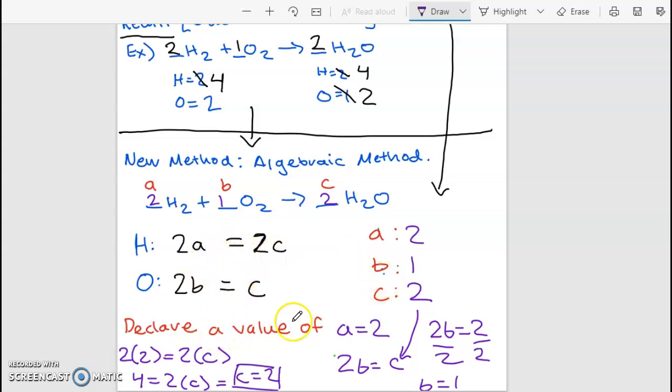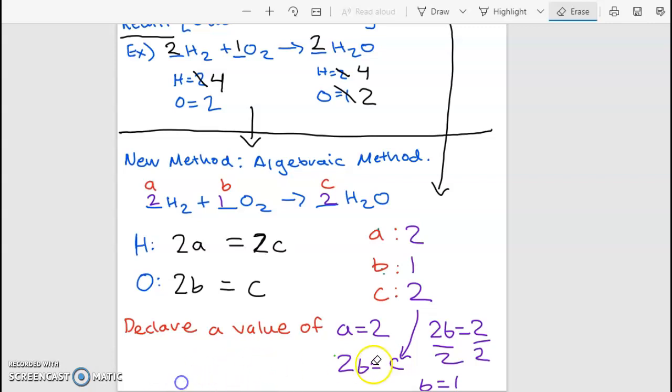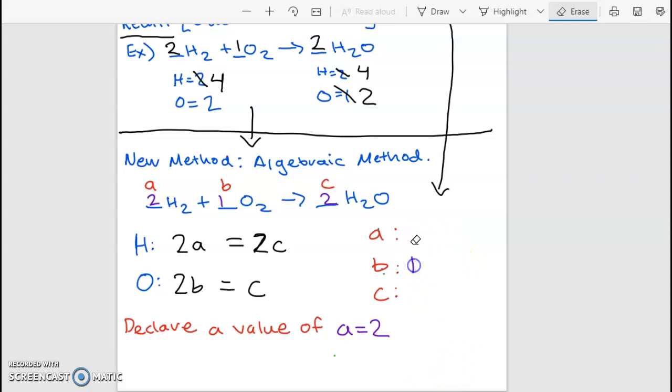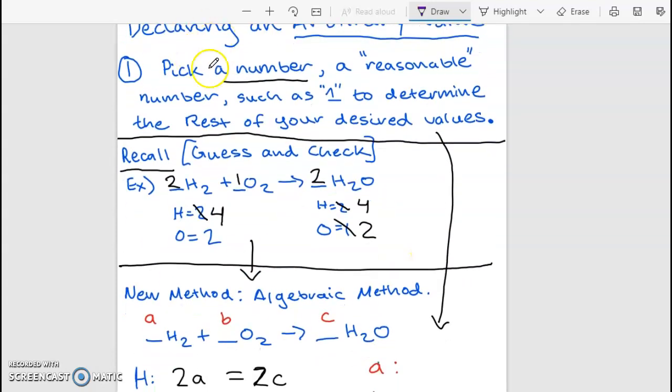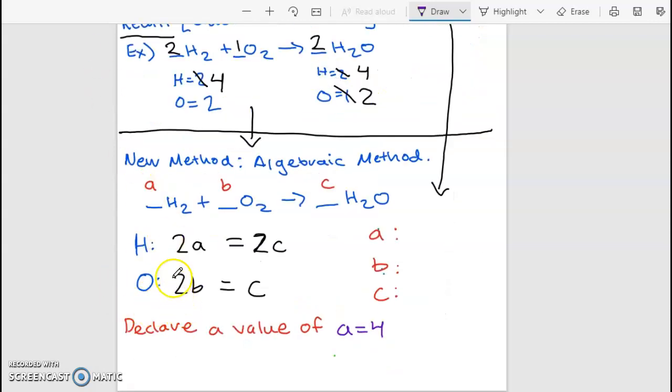Now I want to show you another way of declaring a value, a different number, right? Sorry, erasing is taking a while. Get rid of the purple. Okay, let's get purple. If I said a is equal to 4, as an arbitrary value, right? So pick a reasonable number such as 1. In this case, I'll choose 4 because it's pretty reasonable. It's pretty small. It's good to work with.